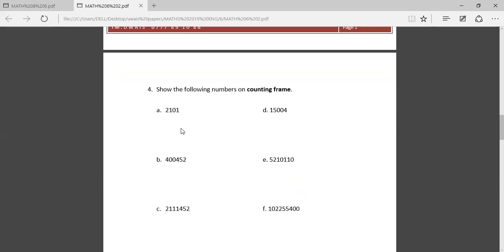Show the following numbers on a counting frame. The first number is 2101. Okay. First number is 2101. Right. All of you draw that.